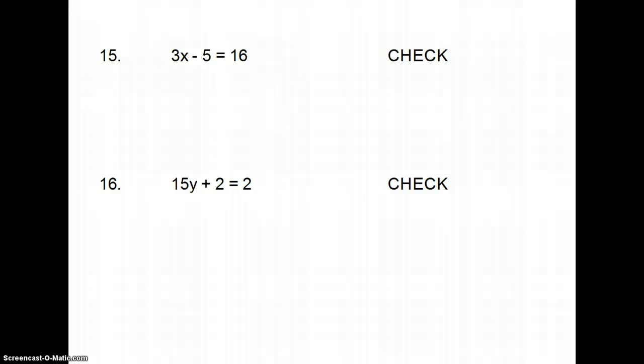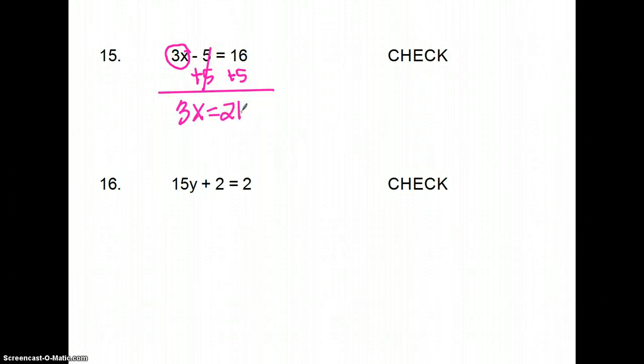These are two-step equations. So I need to get the x by itself. Okay, the x is stuck with a 3 and it also has this minus 5. So the first thing I want to do is get rid of the minus 5. And I do that by doing the inverse operation of subtraction, which is addition. So negative 5 plus 5 makes 0, and I am left with 3x is equal to 21.